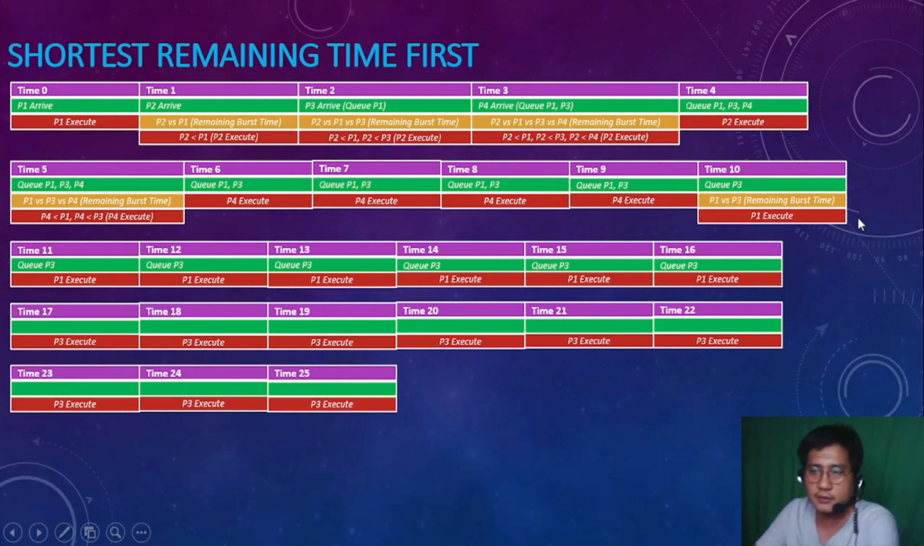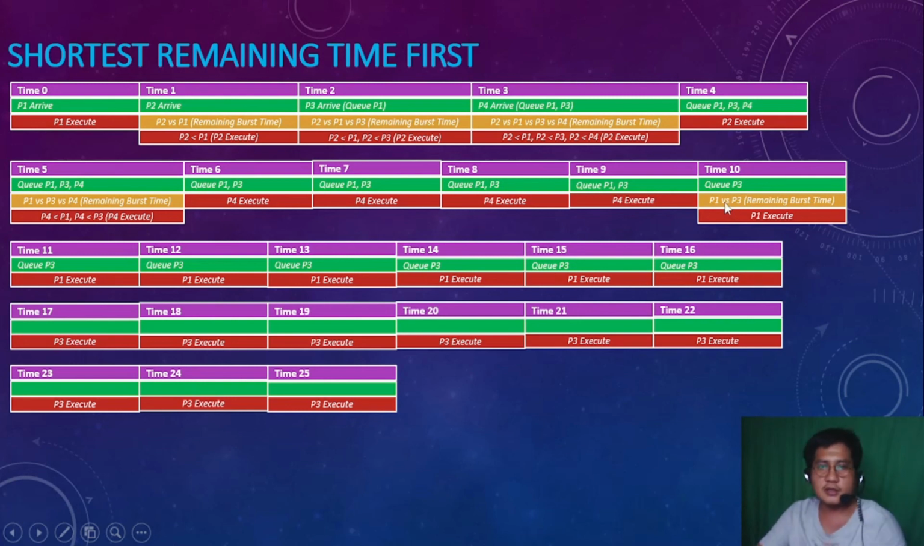So at around time 9, process 4 has finished its execution. At around time 10, the system will compare the remaining burst time of process 1 and 3.